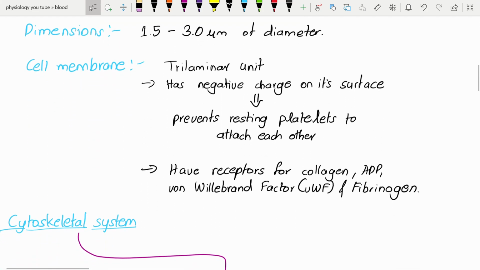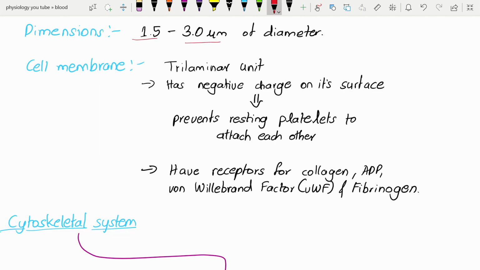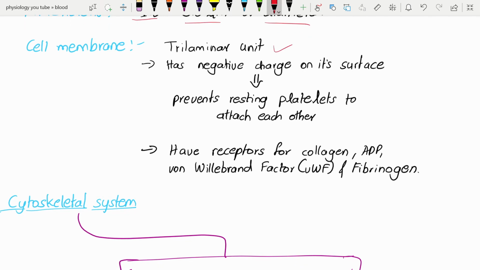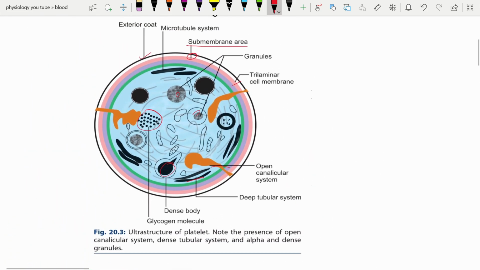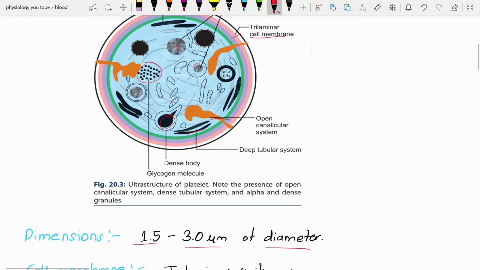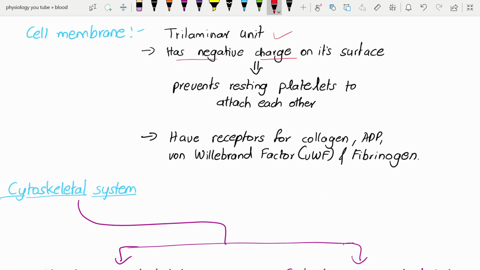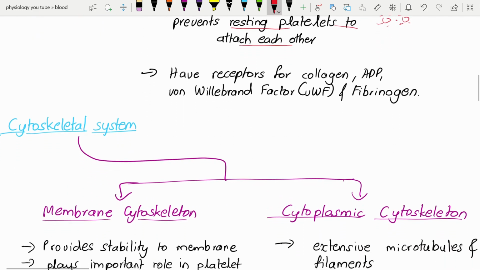Now dimensions. It has 1.5 to 3 micrometers of diameter. The cell membrane is a trilaminar unit. As you can see from here, it is a trilaminar unit. You can see there are three colors. It has a negative charge on its surface. Since it has a negative charge on its surface, it prevents resting platelets from attaching to each other. So simply, it prevents aggregation, so it prevents clotting in the normal flow of the blood.